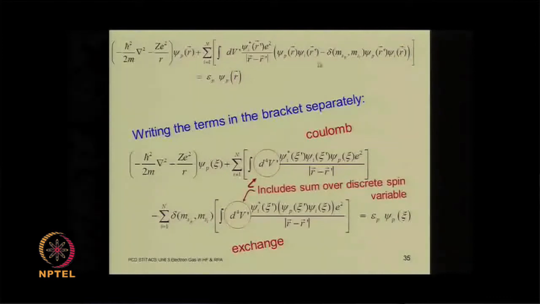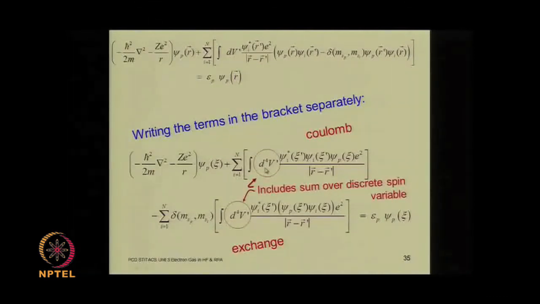Okay. So you have this 4-dimensional integral. Essentially there are 3 integrations over the continuous space variables x, y, z, or r, theta, phi, or whatever coordinate system you are using, and then an explicit sum over the discrete spin variable is also implied in this 4-dimensional integral. Okay.